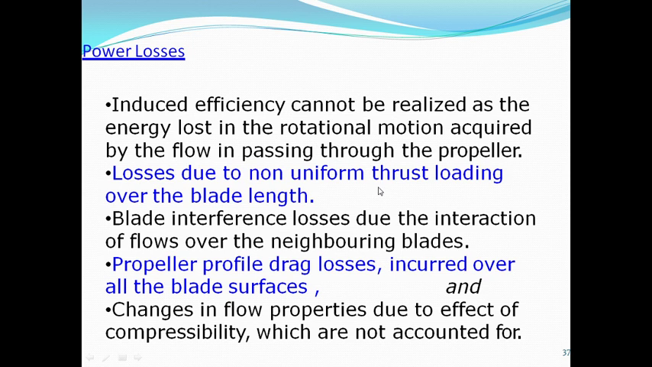Losses due to non-uniform thrust loading over the blade length. Along the blade length, thrust is not the same. It is not a uniform thrust from the root to tip, as we have seen in yesterday's class.